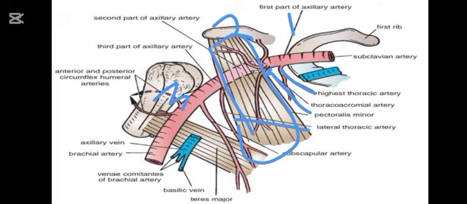The third part has three branches: anterior and posterior circumflex humeral arteries, and the third branch is the subscapular artery.